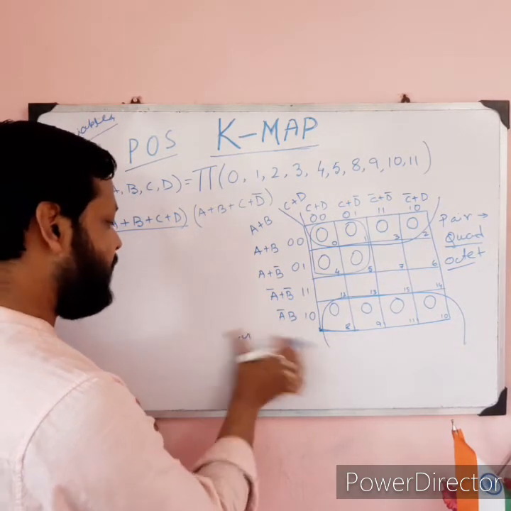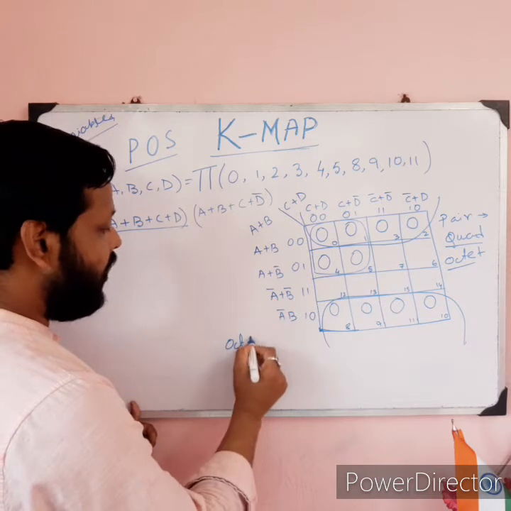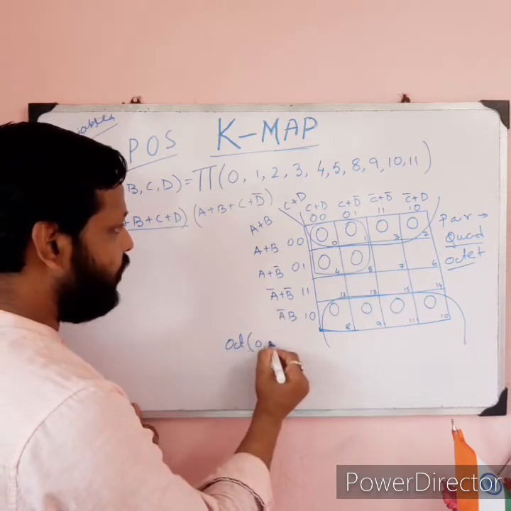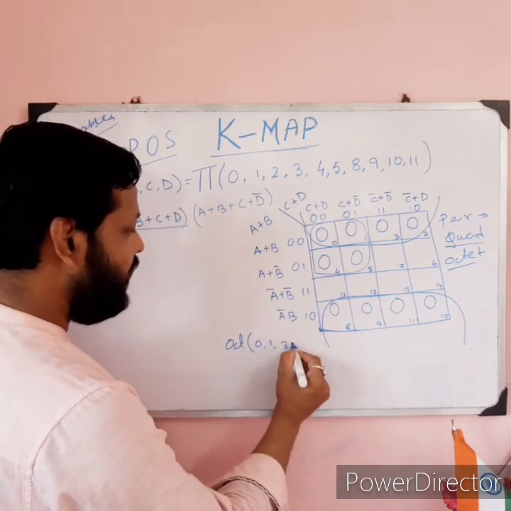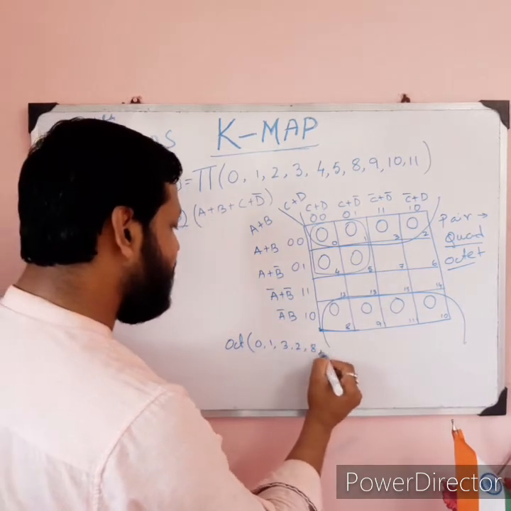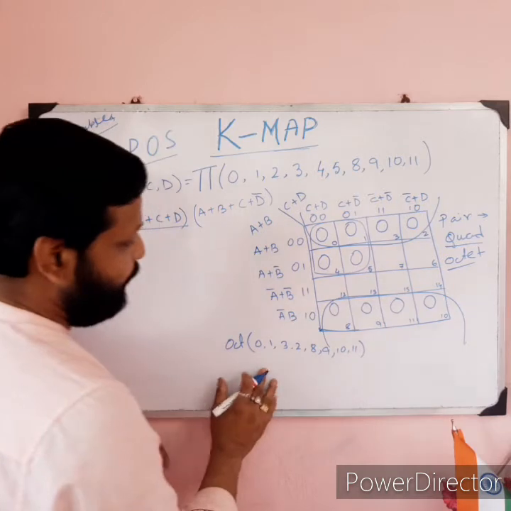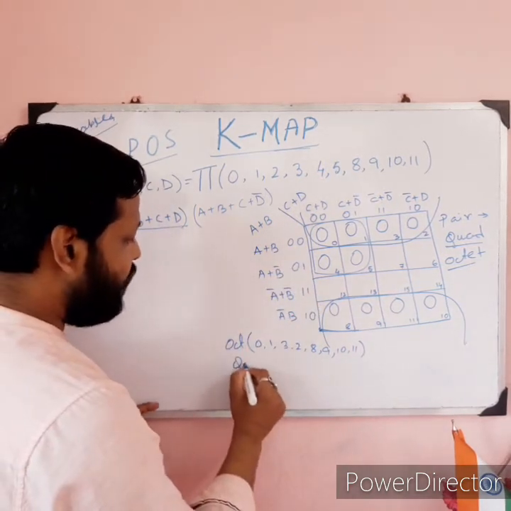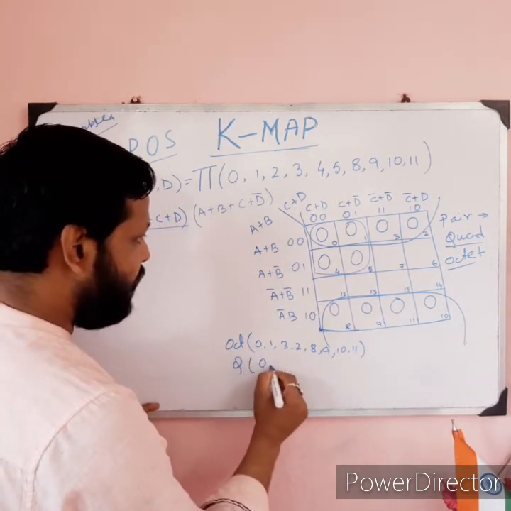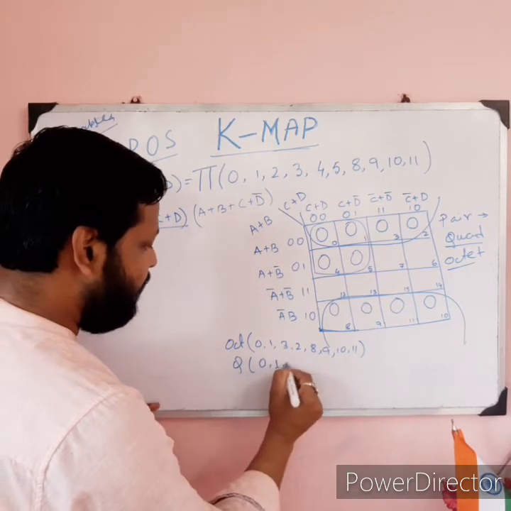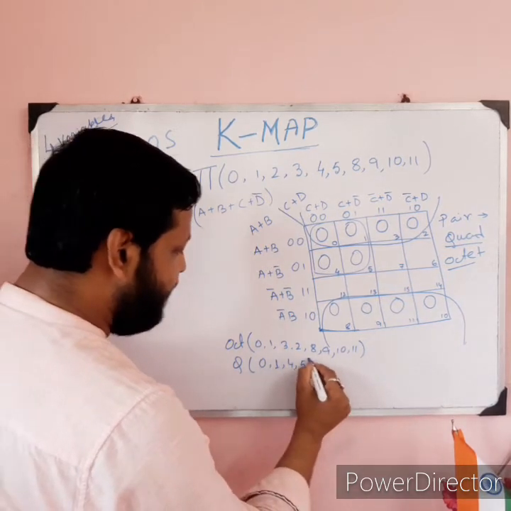Octet is created by what? 0, 1, 3, 2, 8, 9, 10 and 11 out of these 8. And quad is created with the help of 0, 1, 4, 5.